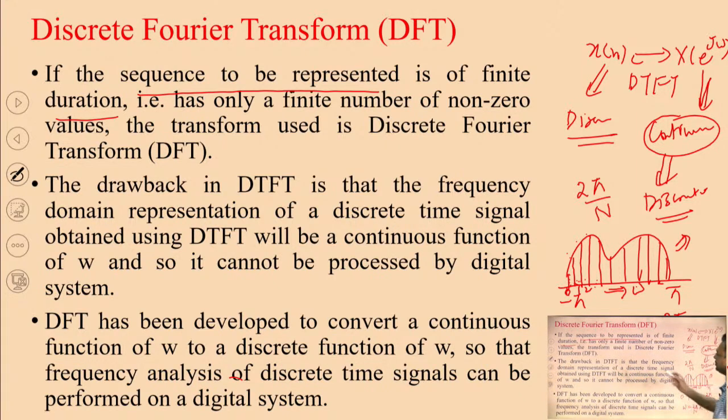You can see the drawback in DTFT is that the frequency domain representation of a discrete time signal obtained using DTFT will be a continuous function of omega, and so it cannot be processed by a digital system, as I have already explained. DFT has been developed to convert a continuous function of omega to a discrete function of omega, so that frequency analysis of discrete time signals can be performed on a digital system. So for analysis with digital systems, we also have to discretize this.